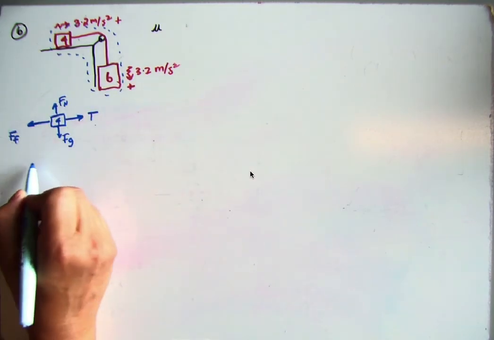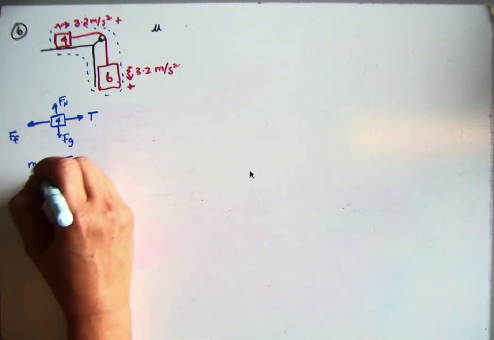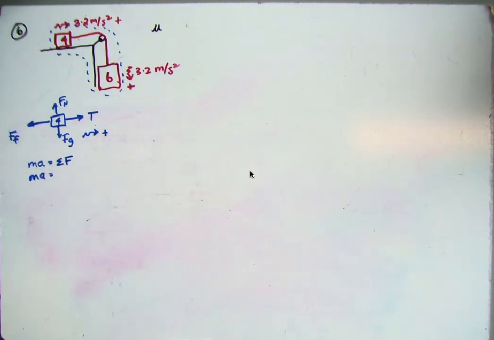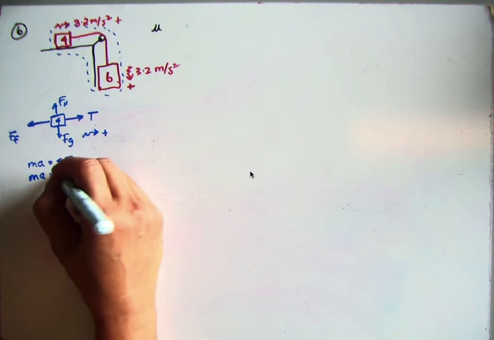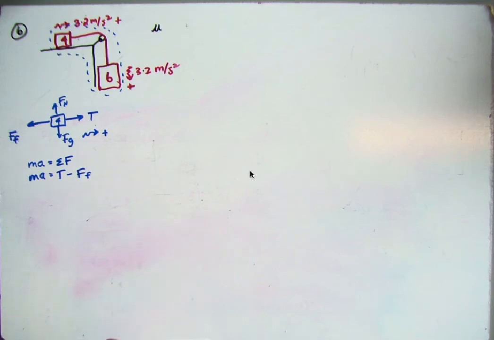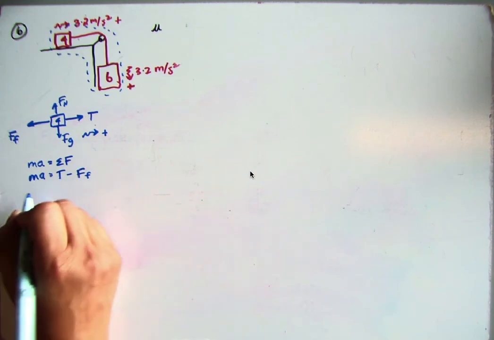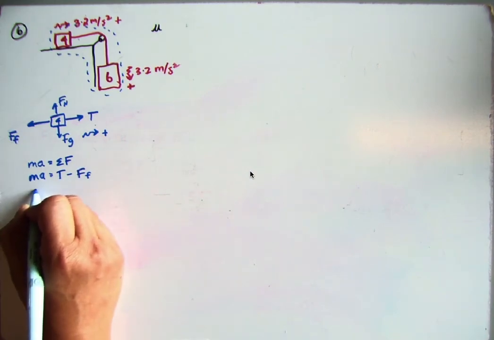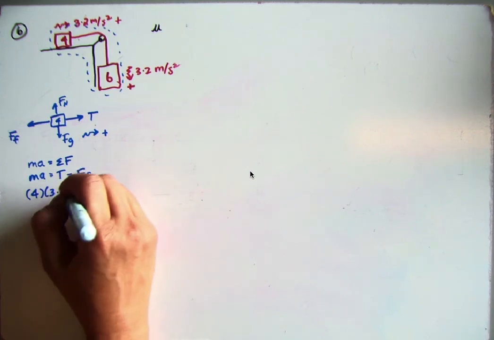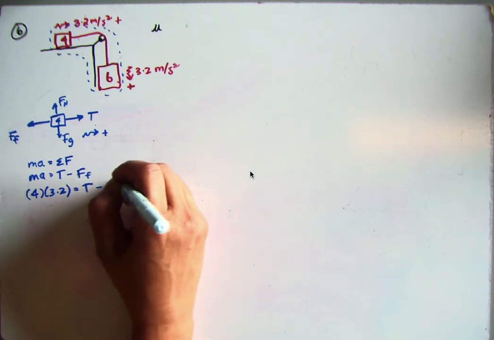Okay, so analyzing this, we get MA equals the sum of the forces. Since we know it's accelerating this way, I'm going to make that direction positive. So it becomes T minus force of friction. And then there's a few things we don't know here. We don't know what the tension is. And let's expand on what that means. So M is 4, and we know the acceleration actually is 3.2. So let's just plug that in. 4 times 3.2 equals T minus mu Fn.